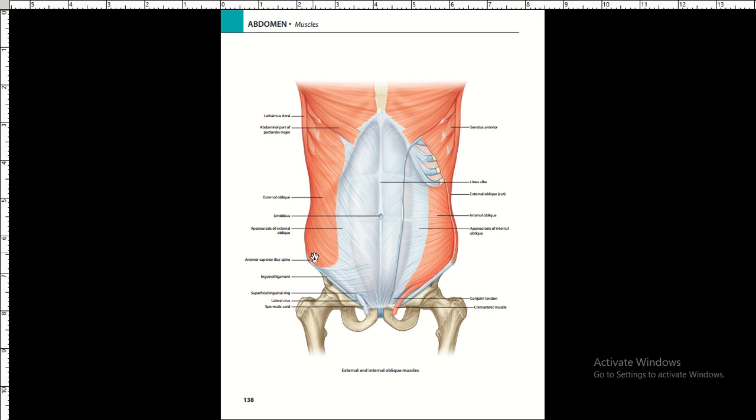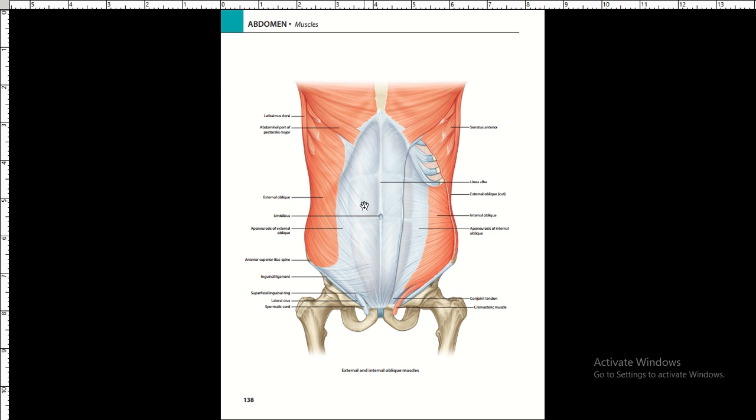This right here is your external oblique muscle. It goes downward and forward. You can actually see that it goes downward and forward. The external oblique muscle is superficial. Deep to it, you have the internal oblique, and deep to the internal oblique, you have the transversus abdominis. That's the lateral wall.